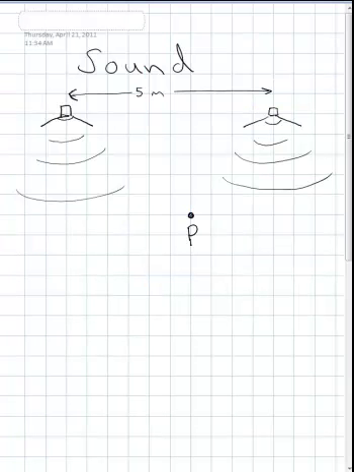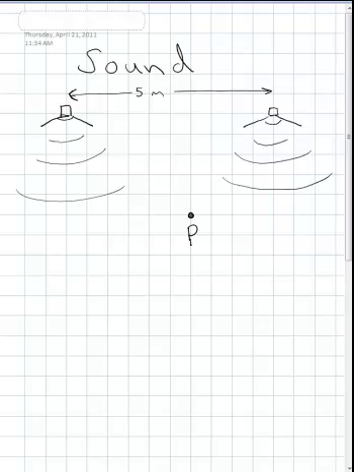Sound interference. In this problem, we've got two loudspeakers being driven by the same amplifier, so that means they are in phase. When one is putting out its peak, its crest, the other one is also at a crest, so they're in phase when they start out, the two waves that are emitted from these speakers. And what we're looking for is at point P, do we get constructive or destructive interference? Or maybe something in between.